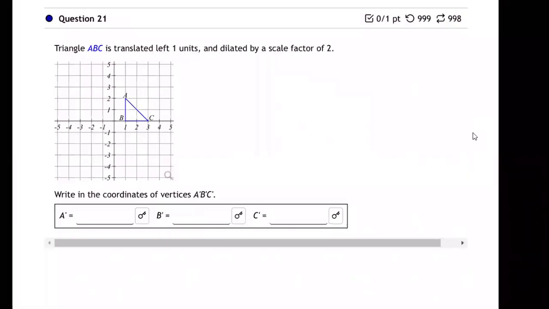Okay, so on this question, they're wanting us to do two things. Triangle ABC is translated left 1 unit, and then it's dilated by a scale factor of 2. So we have to do two things. First off, we're going to move the whole triangle left 1 unit. So basically, this point will go left, this point will go left, and this point will go left 1 unit each. So the new triangle will be here, here, here.